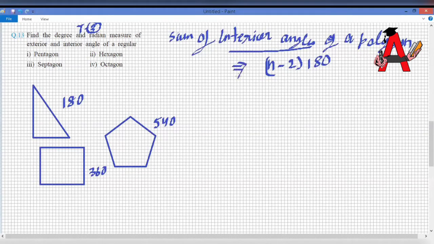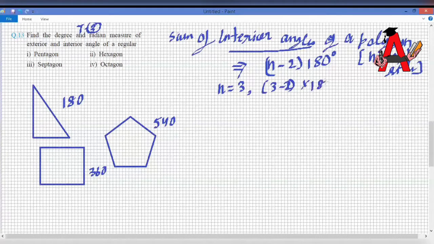So I'll recollect. In a polygon, the sum of the angles of a polygon is equal to n minus 2 into 180 degrees, where n is equal to number of sides. Let's try and check this. Now n is equal to 3 for a triangle. So this will be 3 minus 2, 1 into 180, which is equal to 180 degrees. Similarly, when n is equal to 4, which is 4 minus 2 into 180, which is 360.